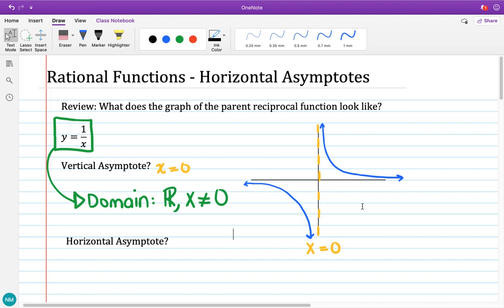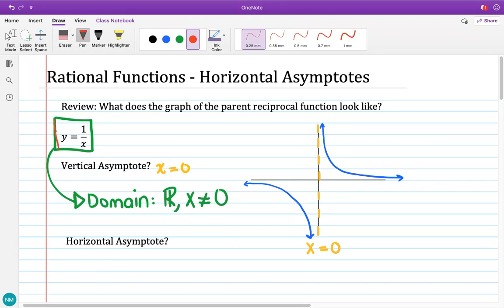In this video, we are going to talk about horizontal asymptotes. We've already discussed vertical asymptotes, and this is the diagram that we did in the review portion of the last video when we talked about vertical asymptotes. So we're going to talk about horizontal asymptotes.